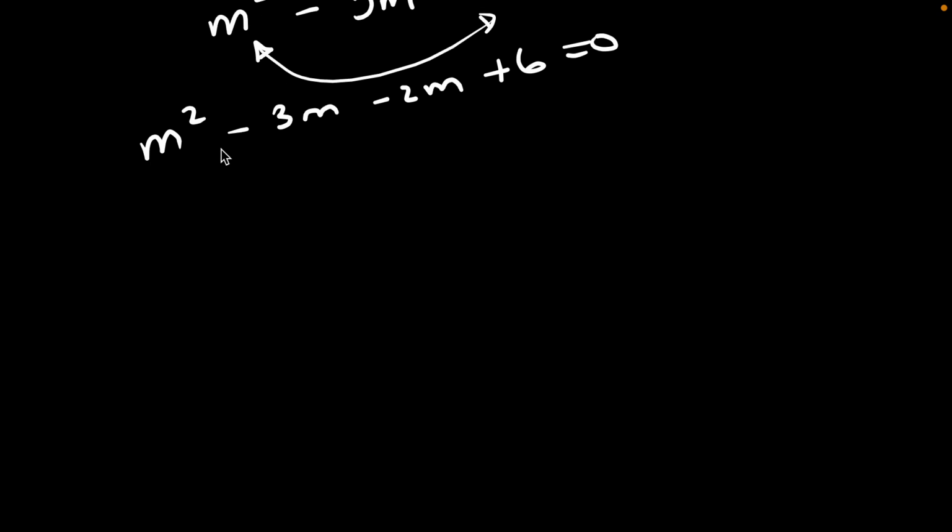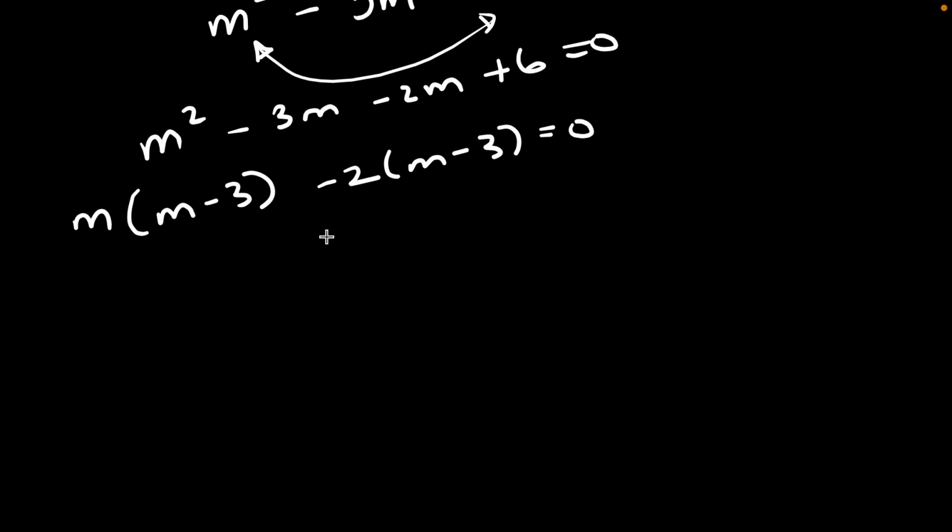So what's common to these two? m. What's left? m minus 3. What times m gives me negative 2m? Negative 2. Negative 2 times negative 3 is positive 6. We're in business. It's going to be m minus 3 times m minus 2 is equal to 0. That sounds like my garbage truck. We're rushing this because I'm about to make a lot of noise.